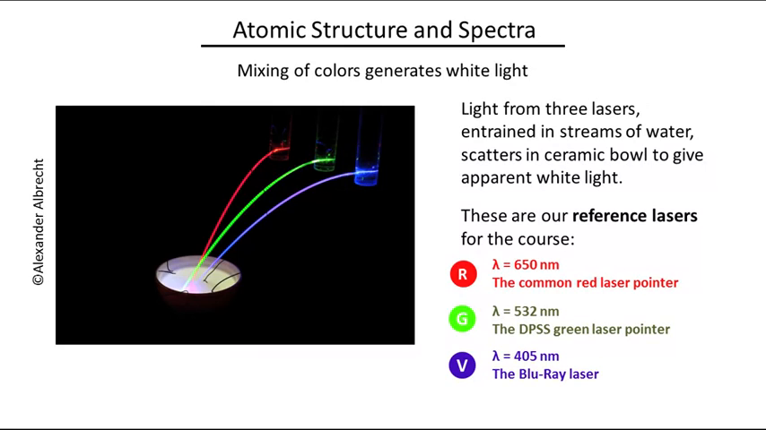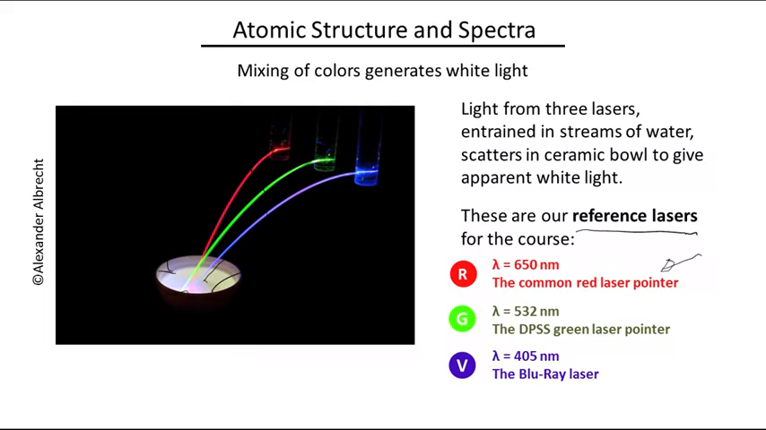So it looks white. In other words, this shows that the combination of these three different colors gives apparent white light. Now I use this illustration in part to introduce the three reference lasers that we'll use for discussions during the course. These are three commonly used laser lights that you've seen in practice.